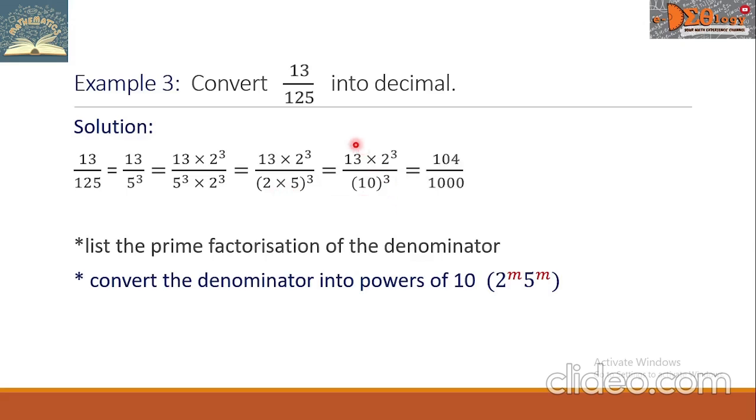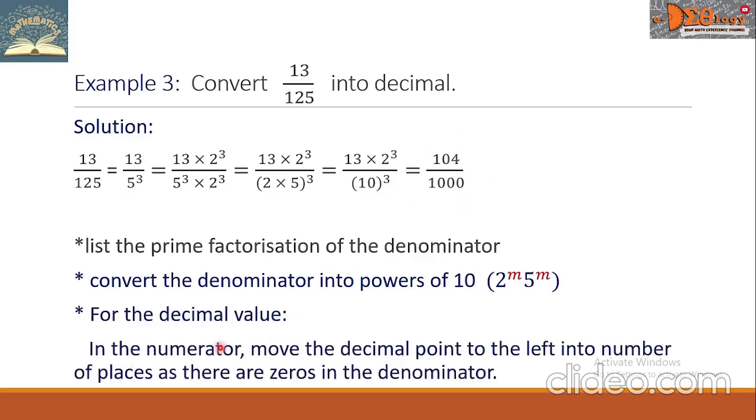Simplifying further, the numerator becomes 13 times 2 cubed, which is 104. The 10 cubed is 1000. Now we are ready to convert this fraction into decimal. For the decimal value, this is what we will do. In the numerator value, we're going to move the decimal point to the left as many places as there are zeros in the denominator.